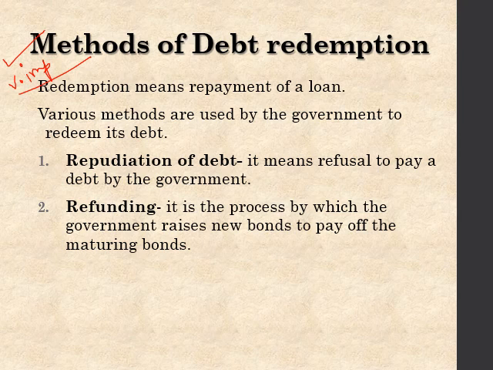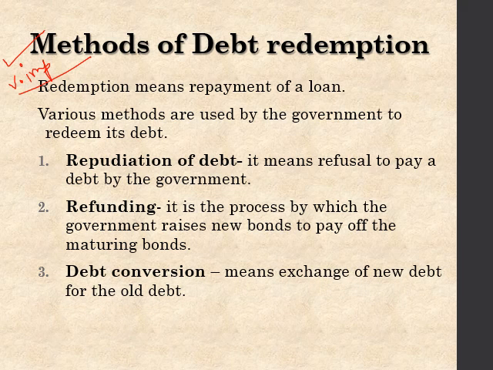Refunding is another method. Refunding is a process by which the government raises new bonds to pay off the maturing bonds. In case you are not in a position to pay, you will borrow another, converting into new bonds. Suppose you have one loan and you are not in a position to repay, then you will borrow another loan and pay the first one. That's refunding. Debt conversion means exchange of new debts for the old debts. So new debt is converted into the next debt. You are shifting the same kind of thing, refunding and debt conversion.